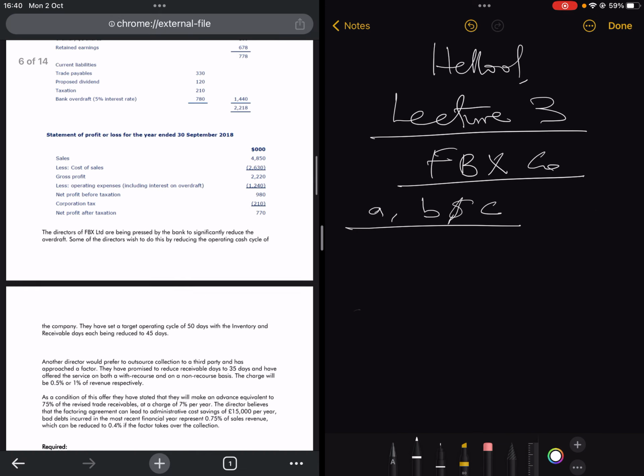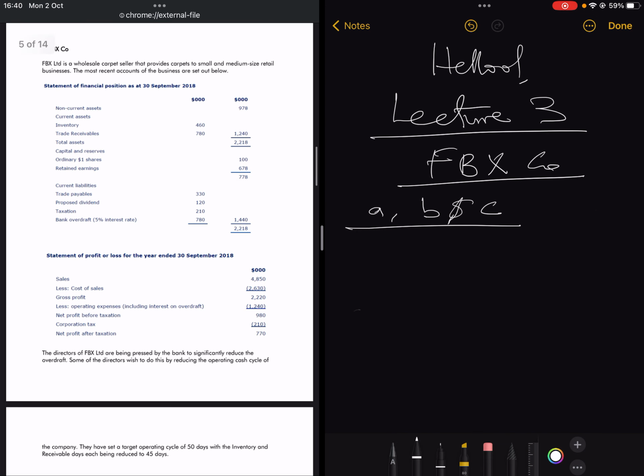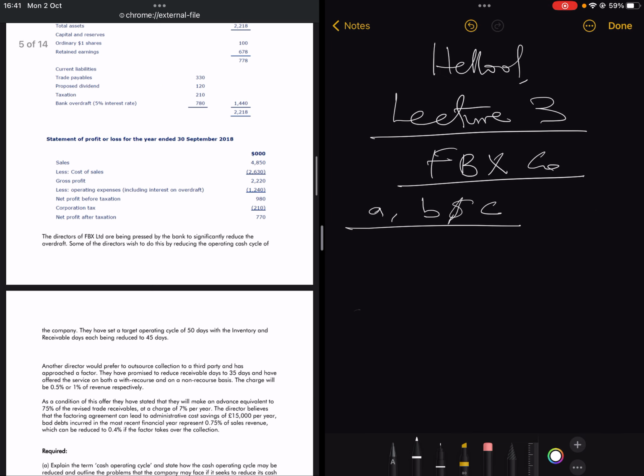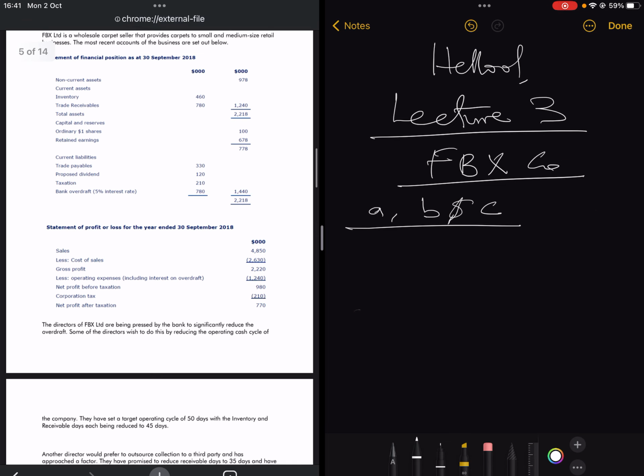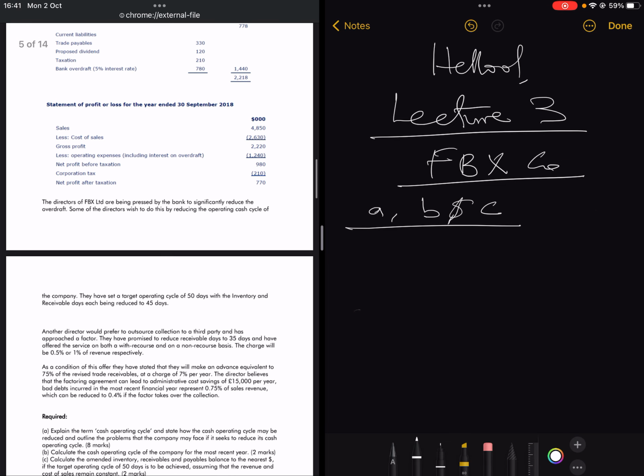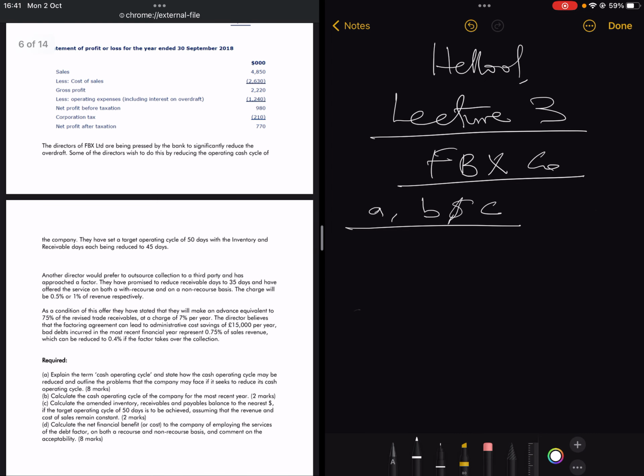Now let's look at this question. Very good question. Fbx Ltd. is a wholesale carpet seller that provides carpets to small and medium-sized retail businesses. The most recent accounts of the business are set out below. We have this financial statement. The statement of financial position is shown, and this is the profit and loss account.